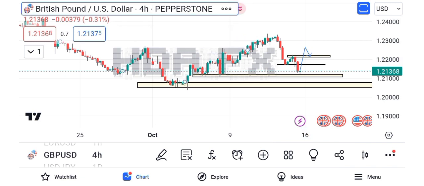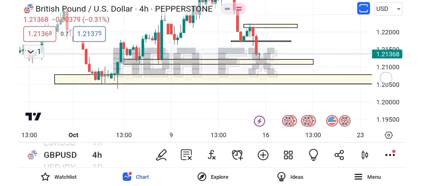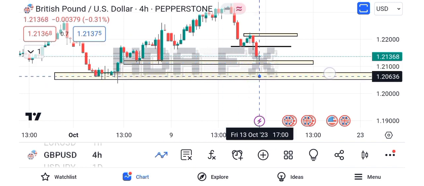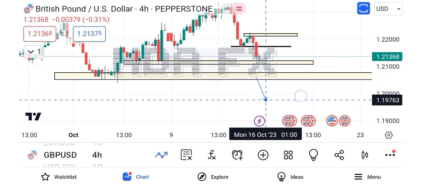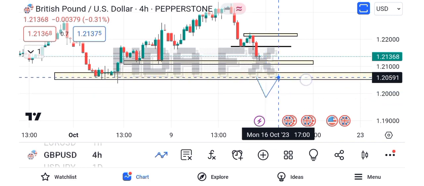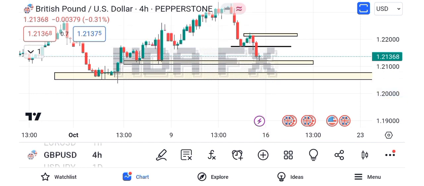But if GBPUSD fails to do that, then I want to see this structure broken. So for downward movement, I'll be expecting this structure to be broken, then wait for a retest to this point here, then sell. So this is what I have on GBPUSD.